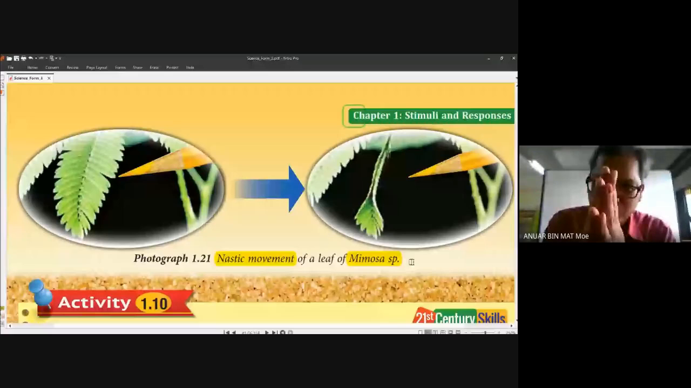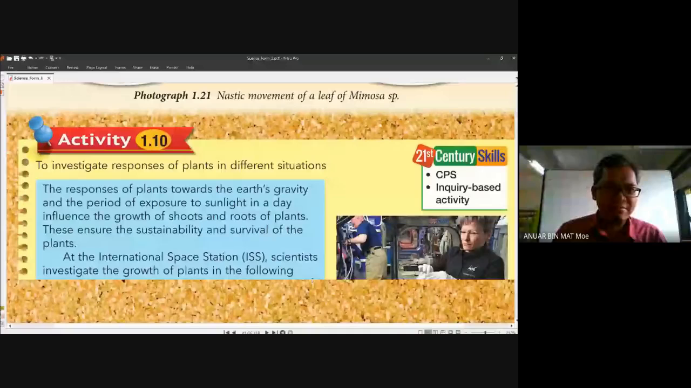For example, Mimosa pudica, the name of the plant is mimosa. In Malay we call it pokok semalu, because when we touch the plant, it will simply close. Very special. This is nastic movement in plants. It is shy when we touch it, it closes. When we do not touch it, it will slowly open. Any question?